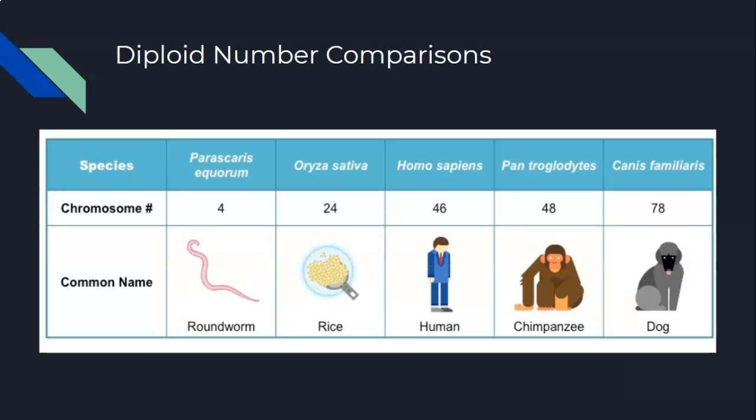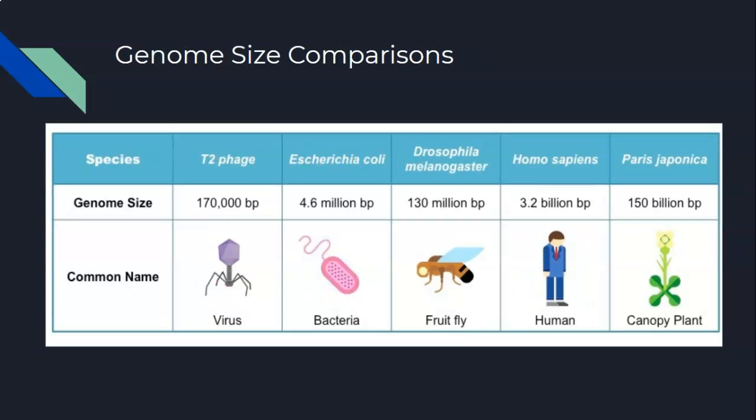Diploid number comparisons, this is similar to what we were talking about at the end of last lecture. So again, you have your chromosome numbers, and you can see that there's no real information that you can gather from this. It's just general information. You can't determine if organisms are more intelligent than others just based off of their diploid number or their genome size.